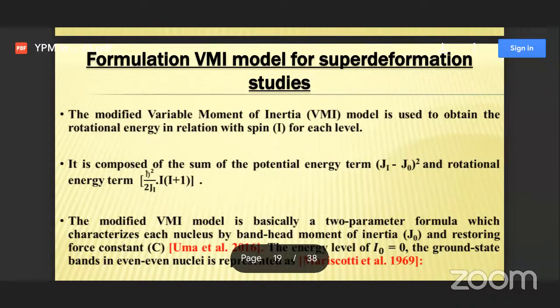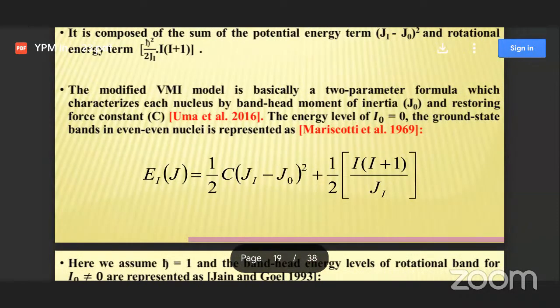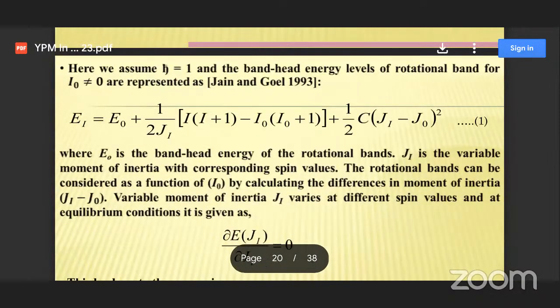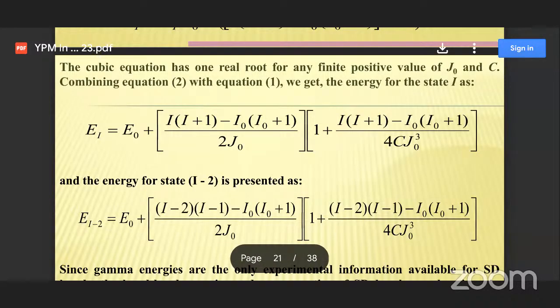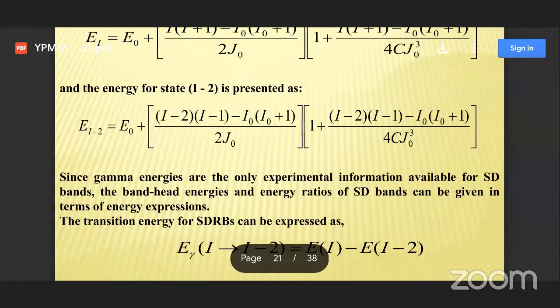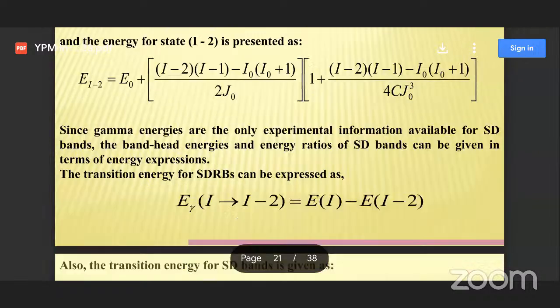Now, the formulation of the VMI model. It is composed of the potential energy term, which is given by J minus J naught whole square, and the rotational energy term, which is h cross square upon 2J times I into I plus 1. So finally, after doing all the calculation, we reach the transition energy and the band head energy, which is given by this expression. So this is the energy equation in which E naught gives the band head energy, J is the moment of inertia, and J naught is the band head moment of inertia. Then the energy value for I minus 2 is also given here. So the transition energy, if I calculate for the super deformed band or the triaxial super deformed band, it will be E I minus E I minus 2.